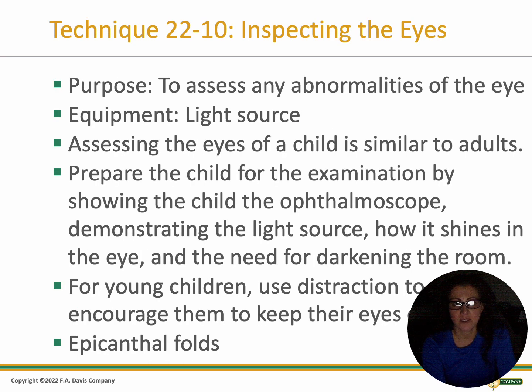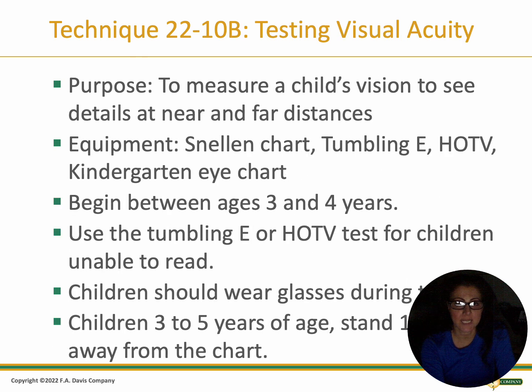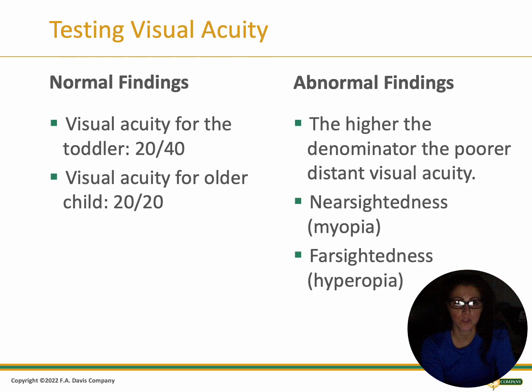You'll inspect the eyes as you would. You can also use the ophthalmoscope, and there's no change in how you are performing the ophthalmoscope in children. You can test for visual acuity. You can use the Snellen chart, also dependent on their developmental level and age. You can use different charts that children will be able to understand. Normal visual acuity for a toddler is 20/40. For an older child, usually 20/20.